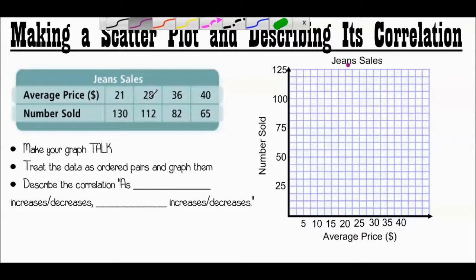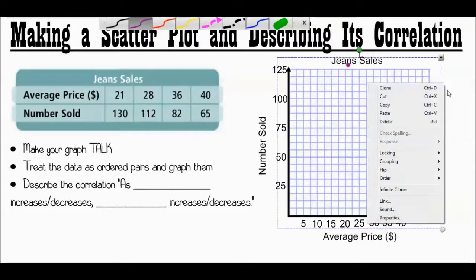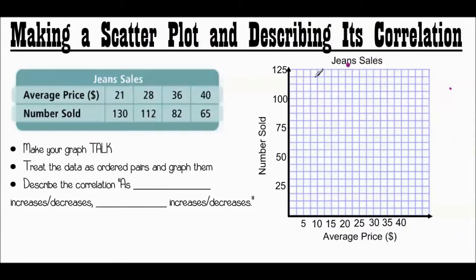Okay. If you charge $28 for a pair of jeans, then you're going to sell, it said you sold 112 pair. So let's think, if it's 4, 24, 6, and 6 right there. Okay, 28, which would be just a little bit shy of that one.